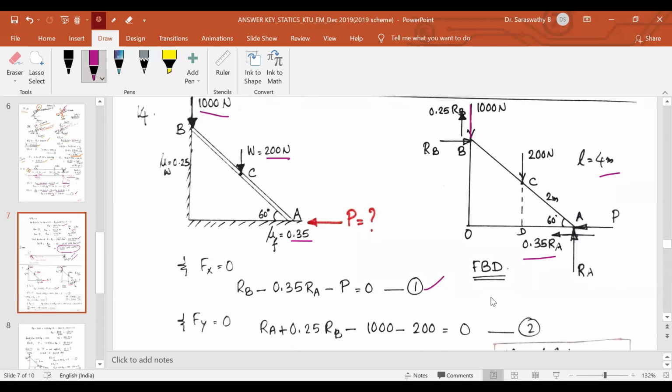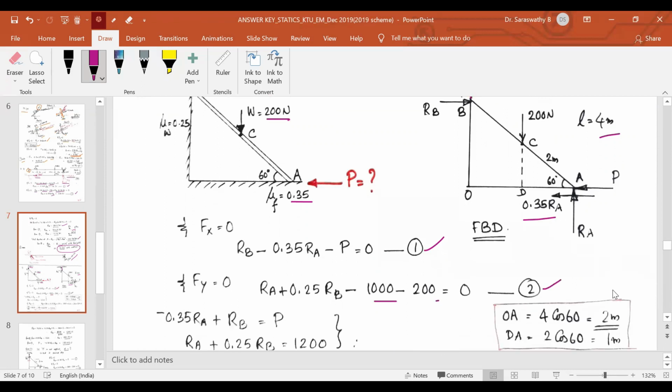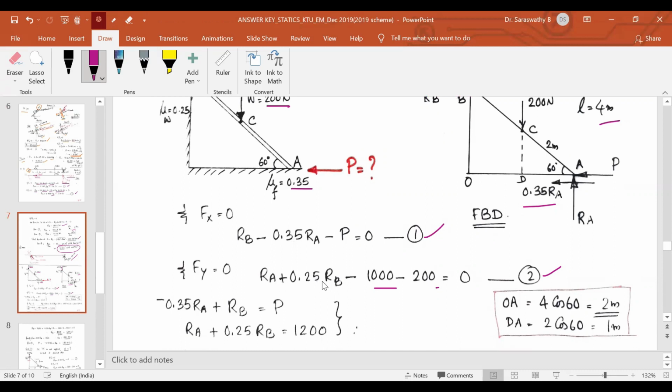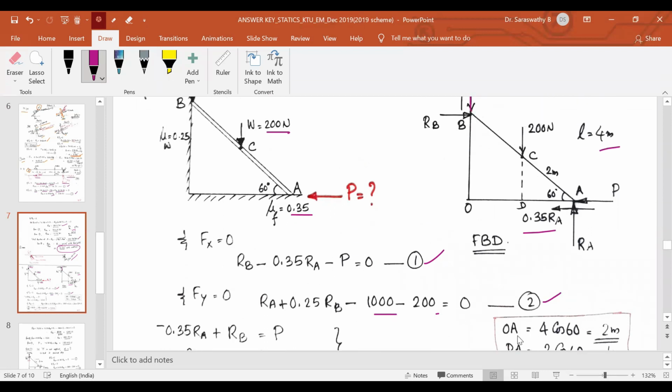Now, sigma Fy is equal to 0. 0.25 RB upwards, RA upwards. So, RA plus 0.25 RB minus 1000, it's acting down, minus 200 is equal to 0. So, that is the second equation. Now, these two equations I have rewritten: RB minus 0.35 RA equals P, and RA plus 0.25 RB equals 1200. Just rearrange.